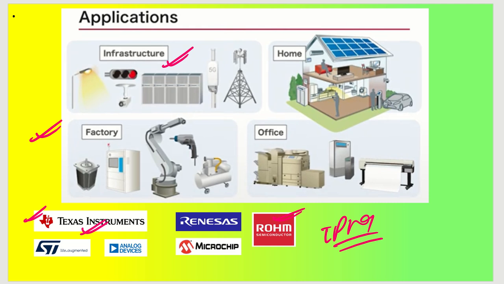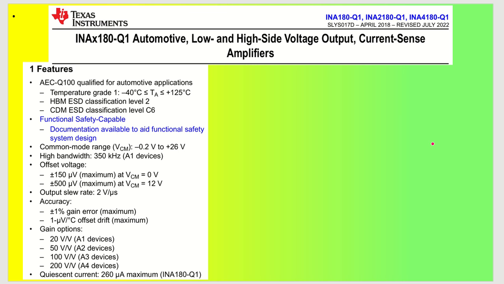So the particular device we have selected for this session is the INA180, okay? INA180 is one device, INA2180 is two devices, and INA4180 is four devices, meaning one channel, two channels, and four channels. This current sense amplifier can be utilized for automotive applications as well, okay? And it can be used for both low-side and high-side sensing, so both sides can be monitored.